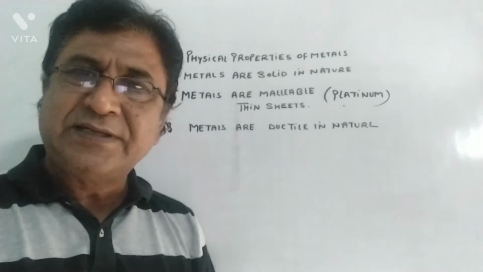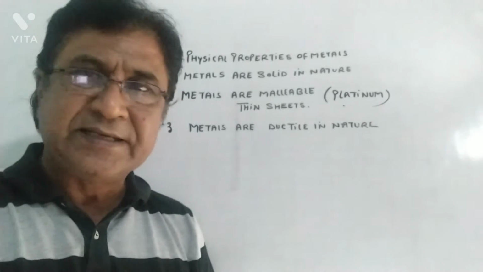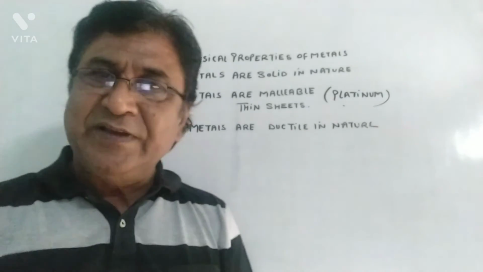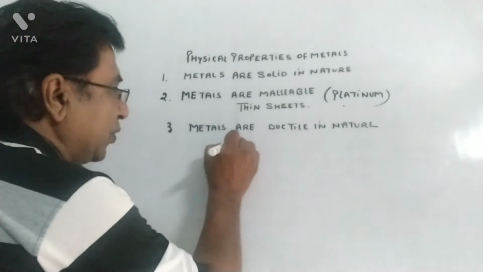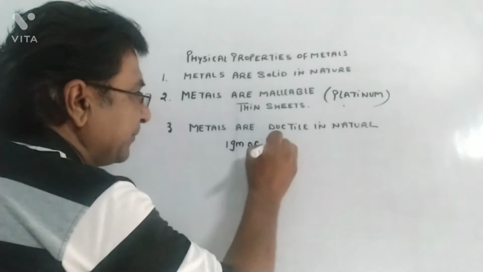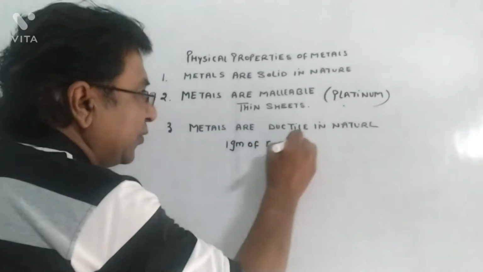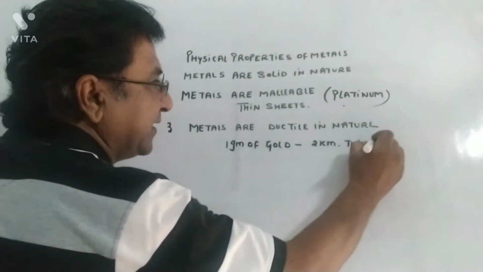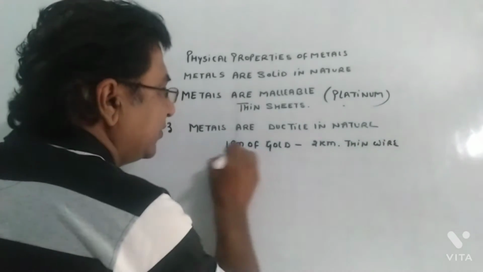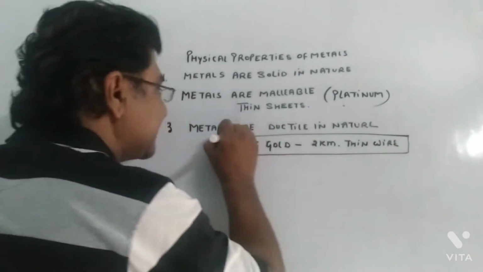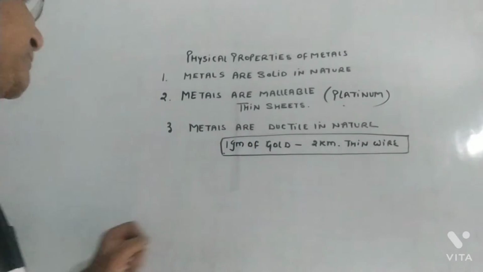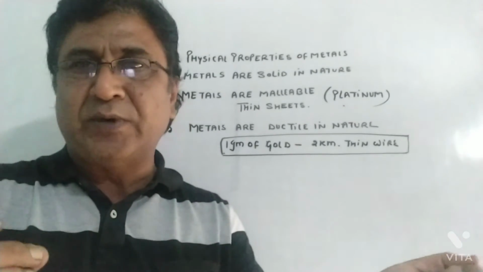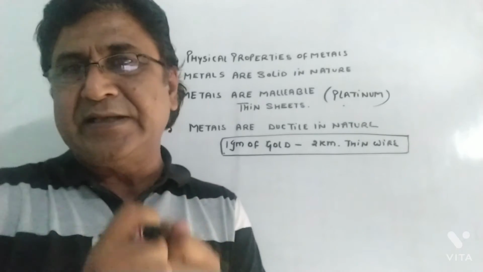You see, copper wires are utilized in domestic as well as industrial electrical circuits, right? So, if we take 1 gram of gold, 1 gram of gold can be converted into a 2 kilometer long thin wire. It can be converted over such a long distance. Remember that. But again, ductility means converting into thin wires. That is again because of the atomic strength of the metals.